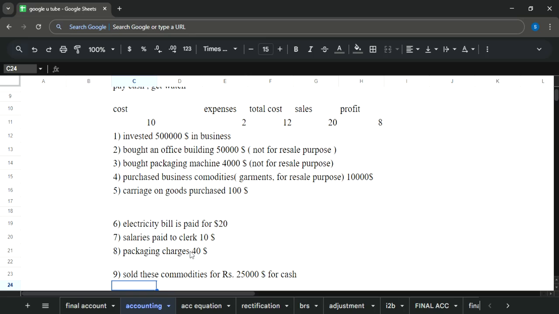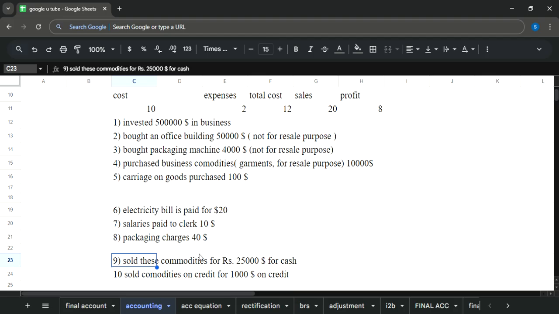And after selling these commodities, it is also possible you have sold commodities on credit as well. We have written rupees, suppose, $1,000, but these commodities you have sold on credit. Please understand, the total cost of these commodities is 10,000.